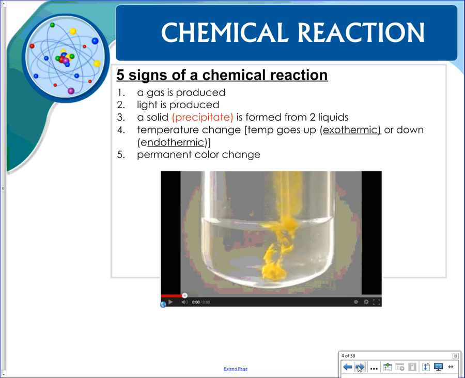There are 5 signs of a chemical reaction. So if in class we have you do a chemical reaction, we need you to be aware of what those signs are. So 1 is that a gas can be produced. 2 is that a light might be produced. 3, a precipitate is formed. Please highlight that word precipitate. It's when you mix together 2 liquids and a solid is formed, like the picture below. A temperature change, exothermic or endothermic, and a permanent color change as well.